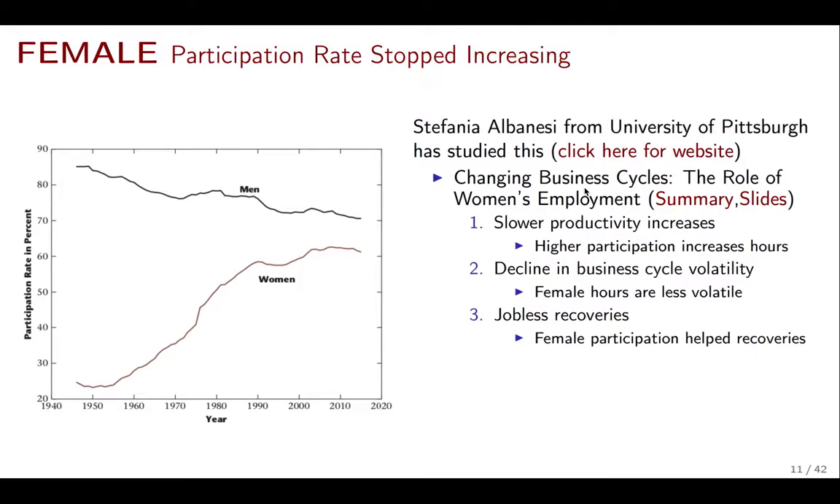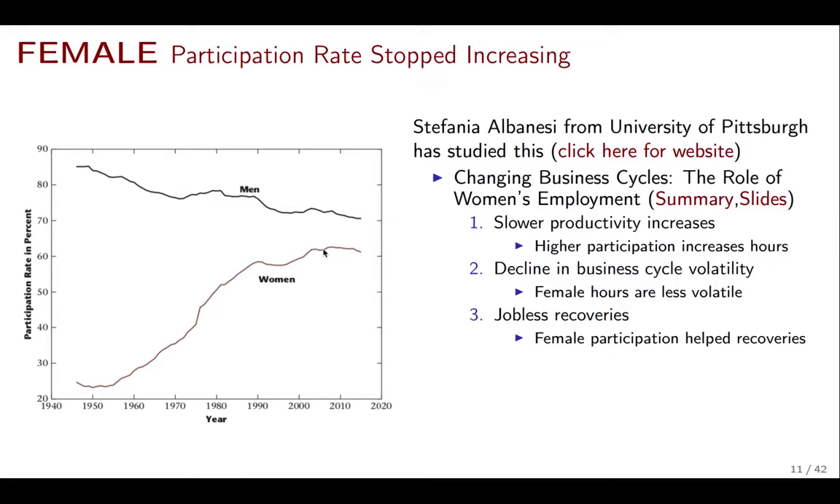And finally, female participation helped recoveries throughout the latter half of the 20th century. So what's happening is, even though in the mid 70s and early 80s and beginning of the 90s there were recessions hitting the US, the fact that there were more and more women joining the labor market, these additional workers, helped to take the economy out of the recession rather quickly without having to go into high levels of unemployment.